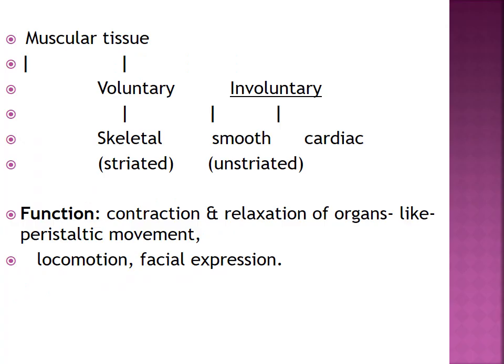Fourth is muscular tissue. So it is of 3 types, skeletal muscles, which connect to the bones, so it's called skeletal muscles. The function is movement of the body. Then smooth muscles which are present inside the organs, so movement of the organs, and cardiac muscles which are present in the heart, so movement of the heart like systole and diastole. So systole is contraction of the heart and diastole is relaxation of the heart.